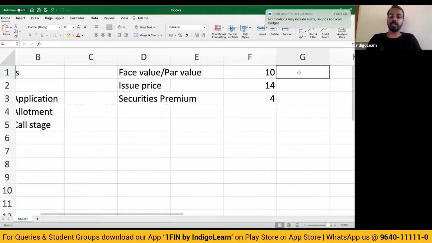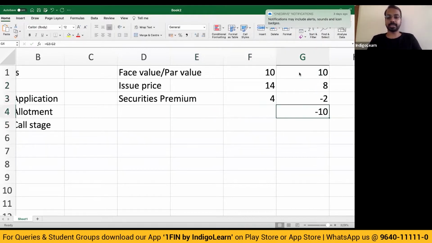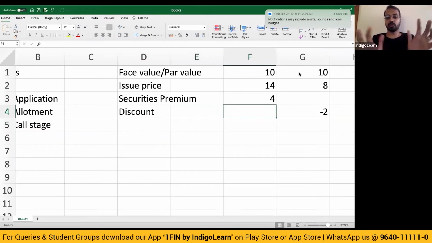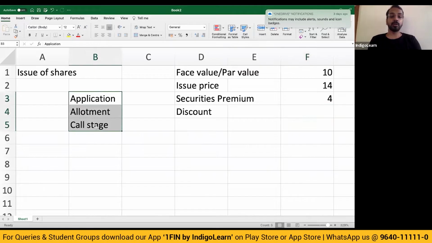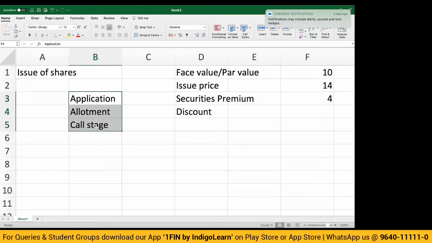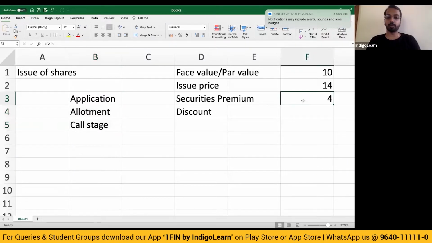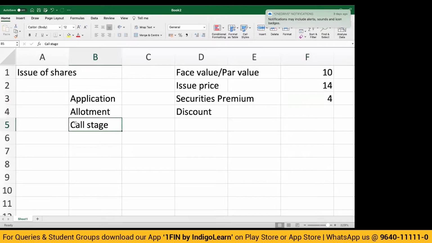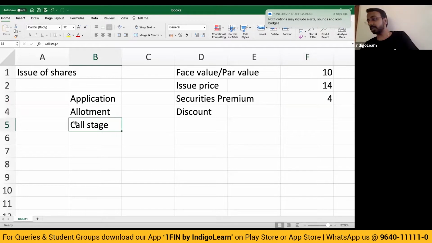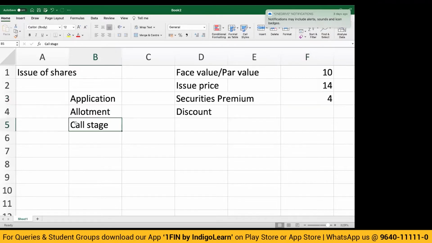Now, if the face value is 10 and if issue price is 8, this difference of 2 will be your discount. Right? So this is the basic understanding. Now, tell me one thing. At which stage will the company collect securities premium? In premium. So the company has to collect 4 rupees of premium. Will it collect at application stage, allotment stage, or call stage? Allotment stage. Allotment or call, at any. Can it not collect at application stage? No, sir.